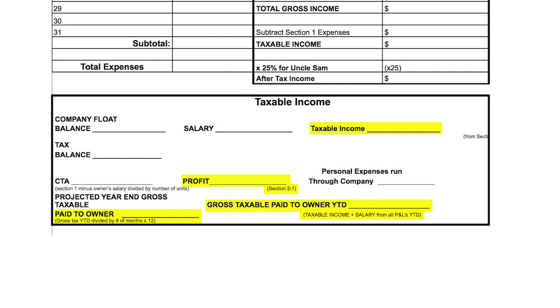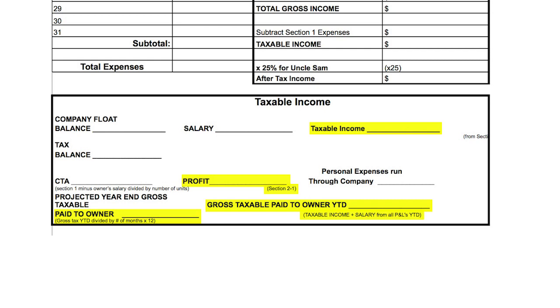You're going to need that number to figure out your projected year-end gross taxable paid to owner. You take that year-to-date number, you divide it by the number of months. So here we're in August, so that would be 8, and you multiply it by 12. That gives you your projected year-end income. W-2 loan reps, that's all you got to do. Your P&L's done. There you go.